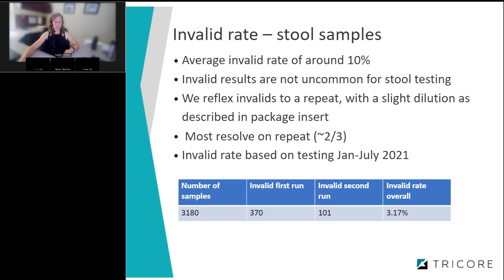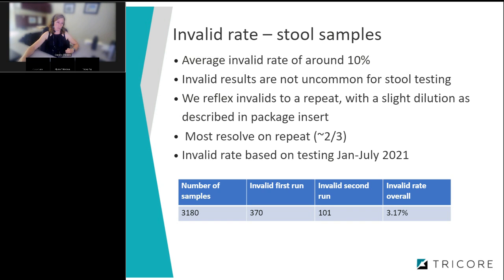So another thing that we look at with stool testing is what is the overall invalid rate? We certainly see that stool can impact testing in that it inhibits PCR. It also can, as mentioned earlier, clog liquid handling machines and lead to problems with liquid handling machines. This is giving the invalid rate based on testing from January to July of 2021.